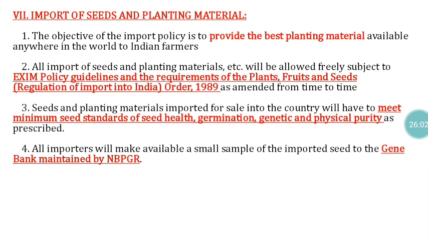Then the seventh item, import of seeds and planting materials. Provisions are made for this also. The main objective of the import policy is to provide the best planting material available anywhere in the world to Indian farmers.